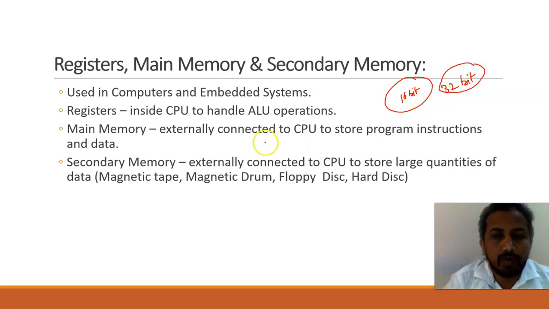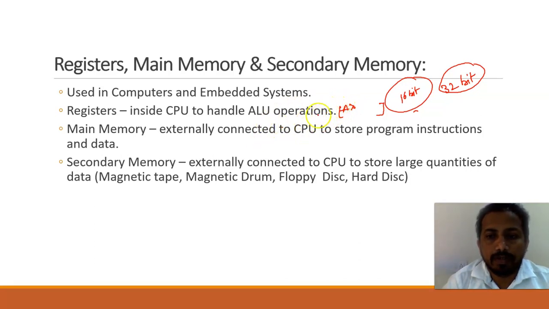These registers are used to handle the ALU operations like addition, subtraction, or any other operations within the CPU. To handle all the CPU operations, we will be having registers. So, for example, if you consider a microprocessor like 8086, you will be having 16-bit registers like AX, BX, CX, DX. All these registers are within the CPU. So it is used to handle the ALU operations within the CPU. That is the registers.